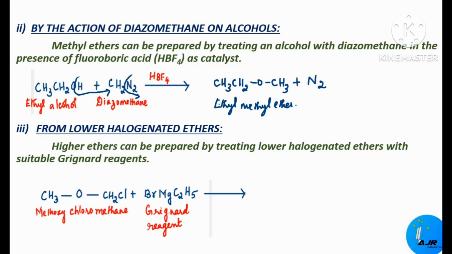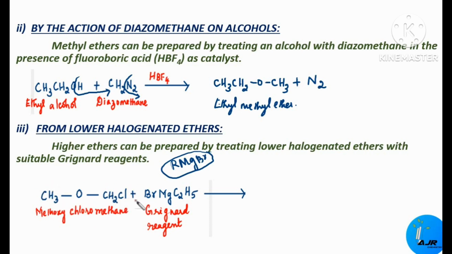Next is from the lower halogenated ethers. Higher ethers can be prepared by treating lower halogenated ethers with a suitable Grignard reagent. Here, this is the Grignard reagent. We all know RMgBr, the general format for the Grignard reagent. Instead of R, I have written C2H5, so the same thing, a Grignard reagent. This is methoxychloromethane.